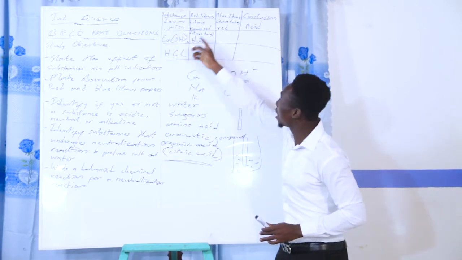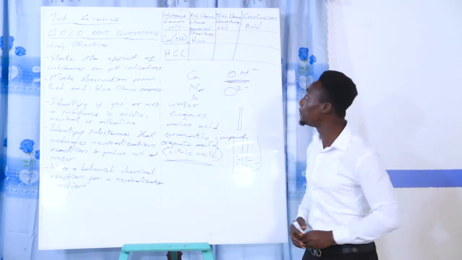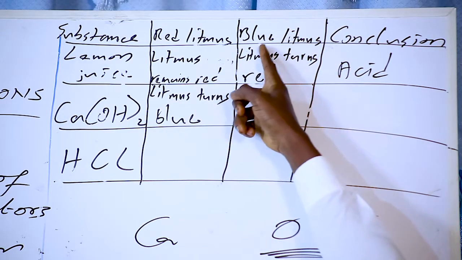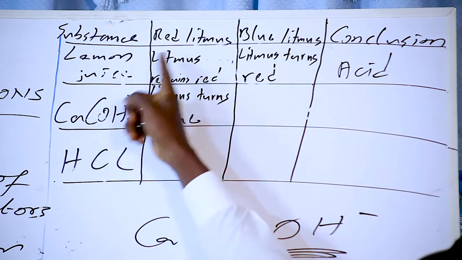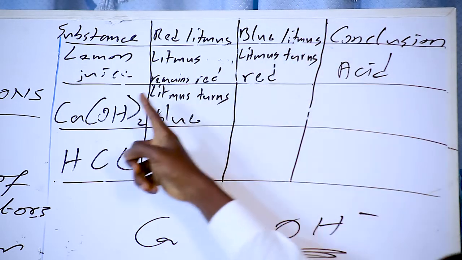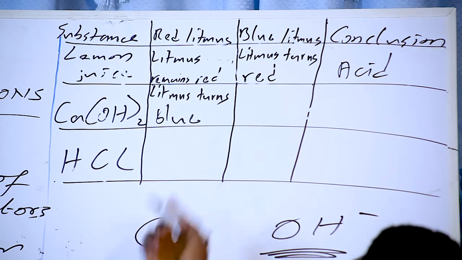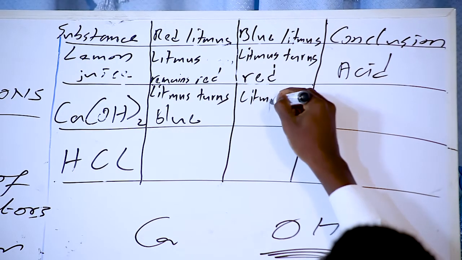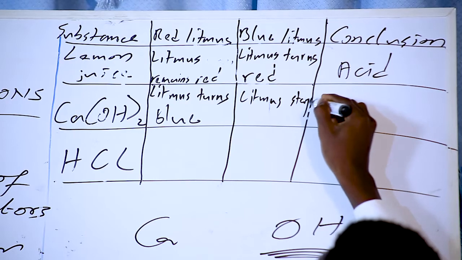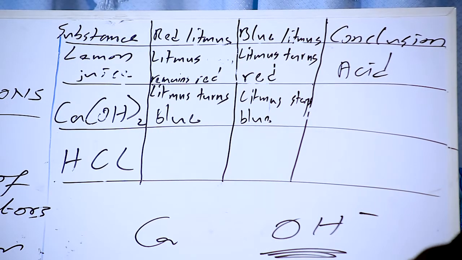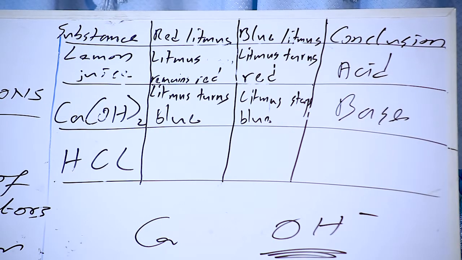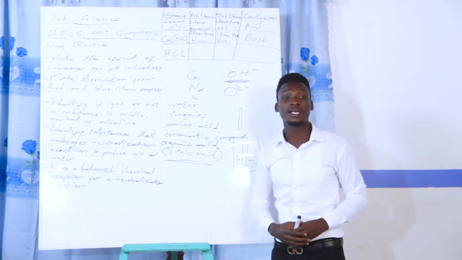Because it is a base and the litmus paper is red, the red has become blue. Now what I have here is already blue, like something here. What I have here is already red. Red in an acid remains red. Blue in a base remains blue, or stays blue. So litmus stays blue. And what I have here, of course, is a base. So I simply write here base. And the last one, HCl, is an acid.